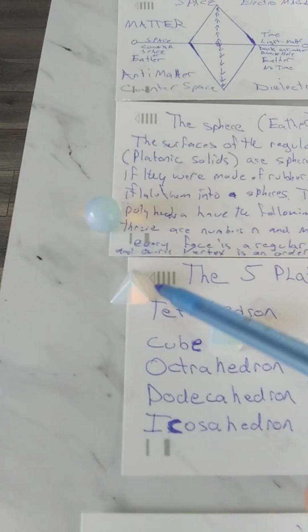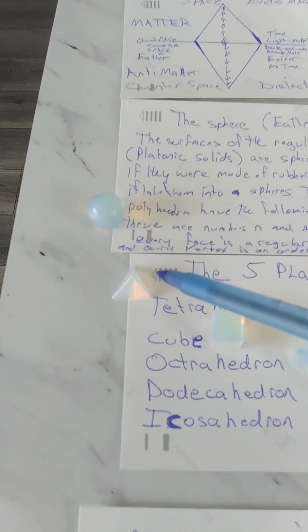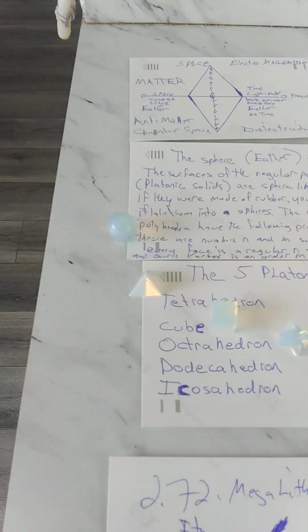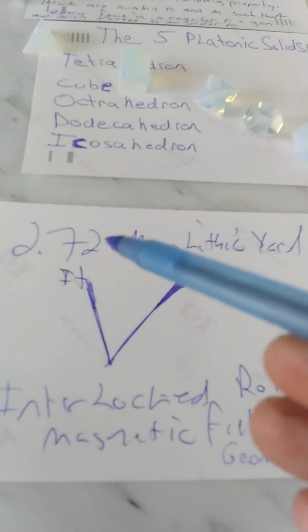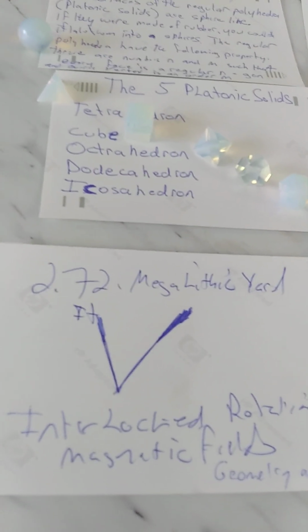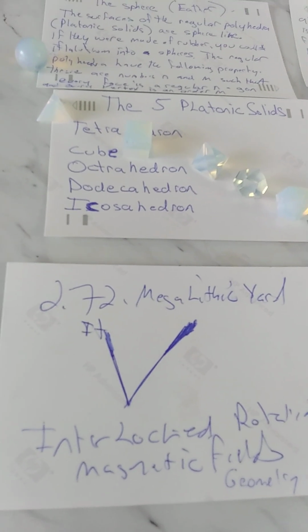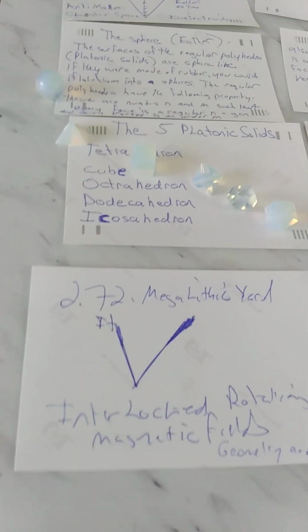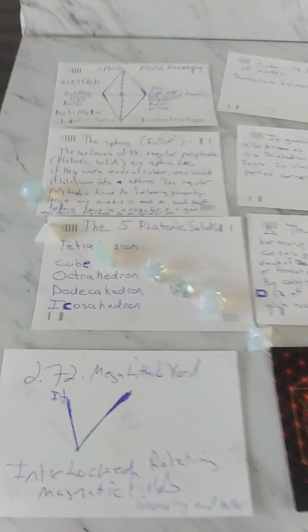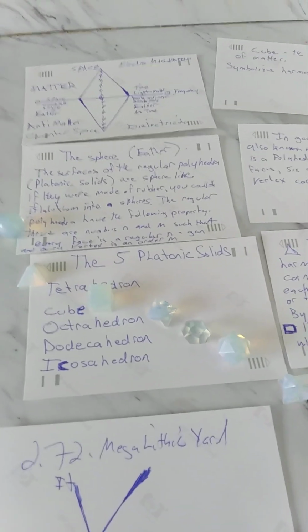So this would be your simplest shape, and you would just keep stepping it up. So when you get to here, you're dealing with this right here. You're dealing in angles, or like that view that the Freemasons use. This is called the megalithic yard. It's 2.72 feet. And this is where you get into interlocked rotating magnetic fields, because this is what is binding everything together and making it something solid.